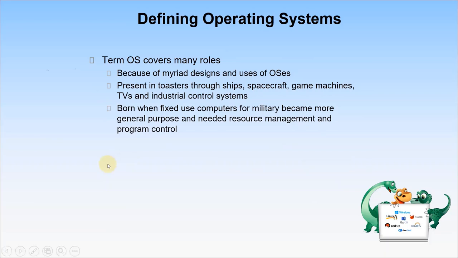Defining an operating system. The term OS covers many roles because of the myriad designs and uses of OSs. It might be present in toasters, ships, spacecraft, game machines, TVs, and industrial control systems. It was born when fixed-use computers for the military became more general purpose and needed resource management and program control.